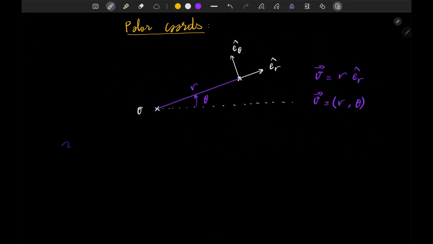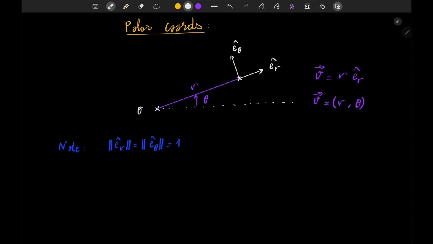The power of polar coordinates is in contrast to the Cartesian coordinates. It's a very dynamic system, meaning that, imagine if the position moves through space, e_r will always point from O to that position, which will be very handy later on.